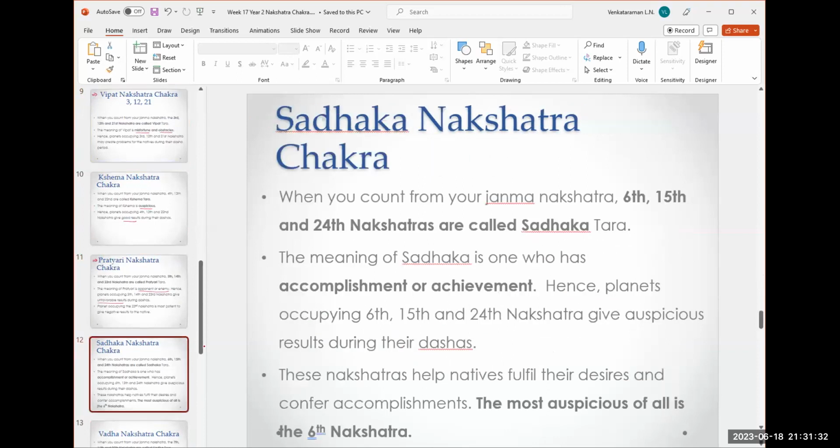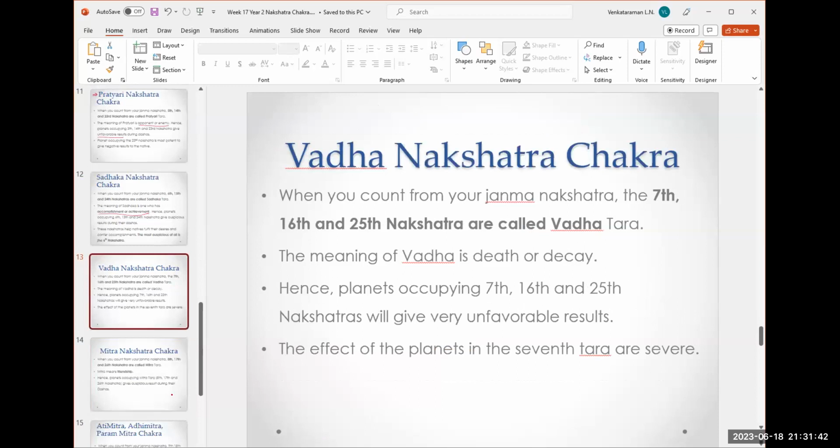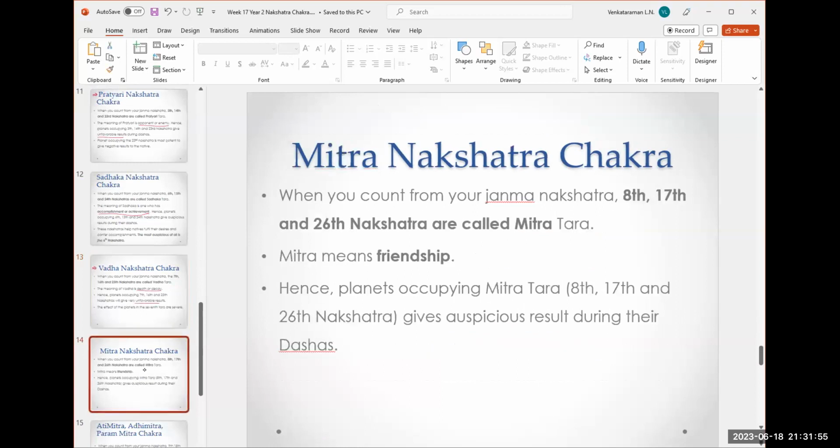Then after Pratyari, Sadhak. This is accomplishment, achievement. That's the key thing of this. Then Vadha, we had this discussion. Either it's death, decay, or termination, or something stopping. It's another unfavorable one. This one more thing you can keep watch on. Rest all are auspicious. Mitra is, again, we saw that. So friendship, auspicious. And these results, or the effect, are more during the dashas. But on a day also you can see. Okay.